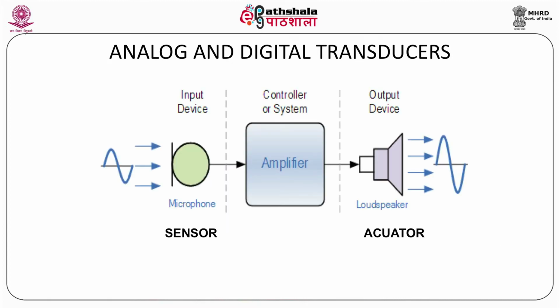This is the example I have shown you, a picture of analog and digital transducers. Here, for example, in a microphone, the sound wave is taken by the microphone, and then there is an amplifier, which is the controller or the system. Then the output, of course, is an actuator, which can be a loudspeaker, whatever. So here it is converting the analog signal.